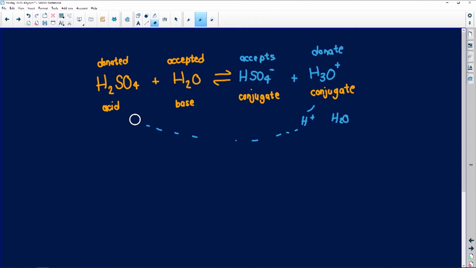Now, I've already identified that. Just going to remove this, and then we're going to put what is what. Now, I want us to think. If H2SO4 was an acid and it donated, but in this case, it accepts. When something accepts, we said it is a base. So this is the conjugate base. Now, in this case, we have the water that accepted, and we say a base accepts. Now, which donated? We know that an acid will donate, so this is a conjugate acid. And that's how we identify the two.